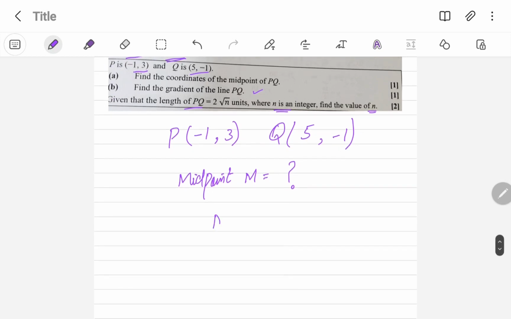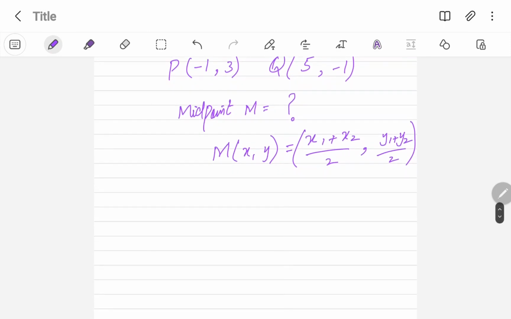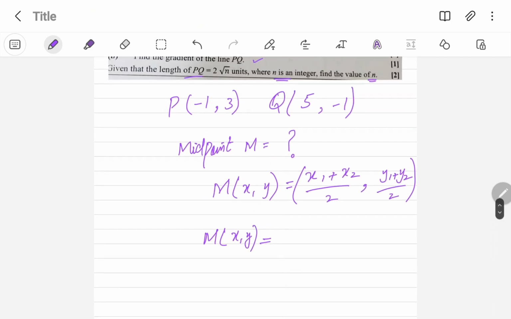It has the formula: midpoint (x, y) is equal to ((x1 plus x2) whole divided by 2, (y1 plus y2) whole divided by 2). Putting values, here it is x1, y1 and it is x2 and y2.